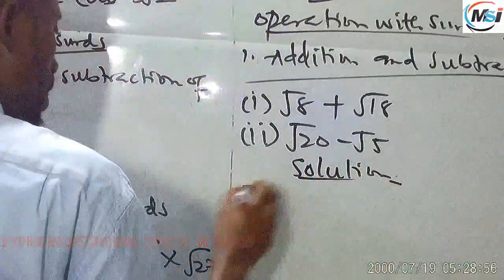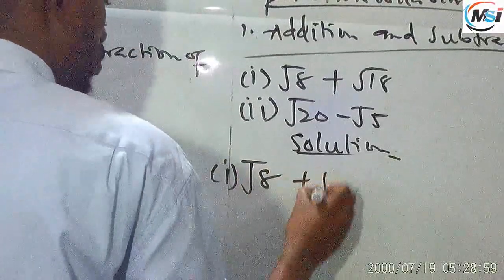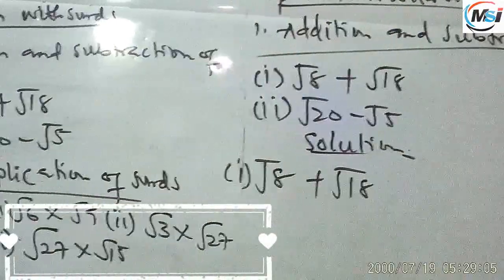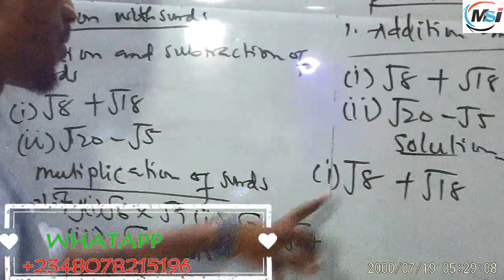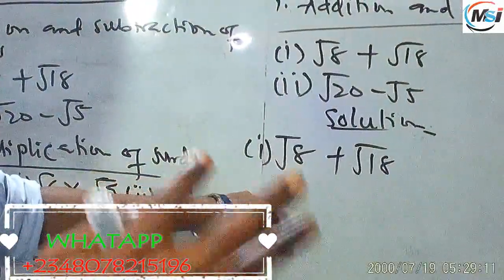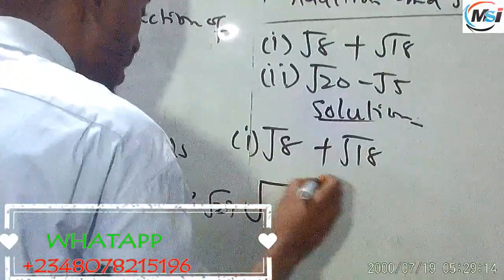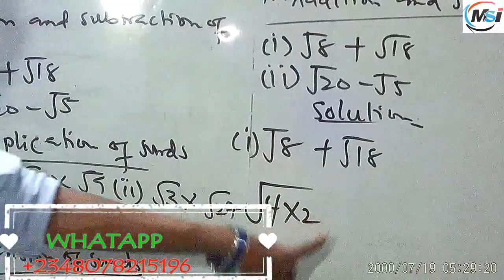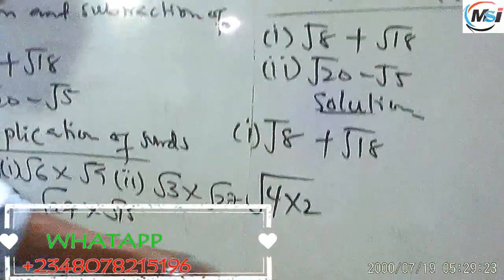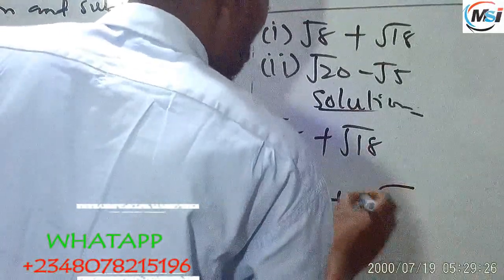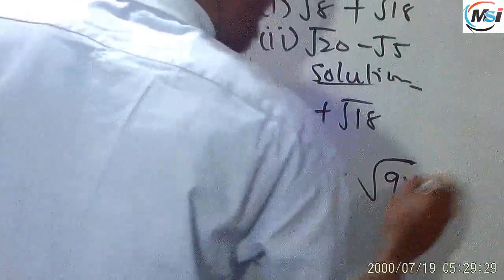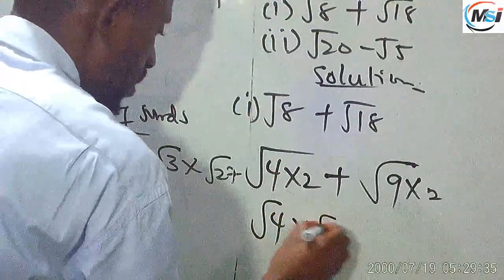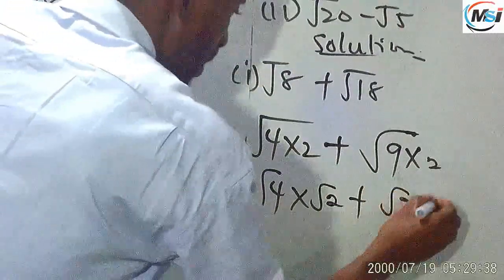I have root 8, which is Roman figure 1, root 8 plus root 18. So we have to simplify this and get a final answer. Simplify 8 into a rational number and an irrational number: I'm going to have 4 times 2. Of course, 4 has a direct square root, but 2 doesn't. Also for root 18, I'm going to simplify it as root 9 times root 2. So if I have this, then I can finally expand it to be root 9 times root 2.